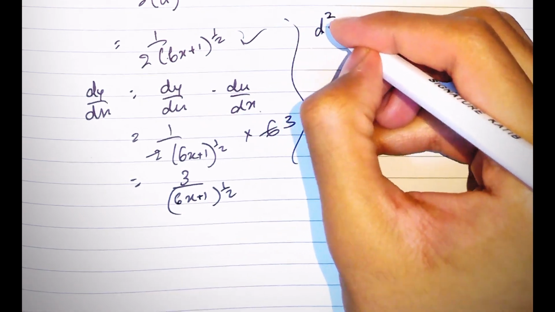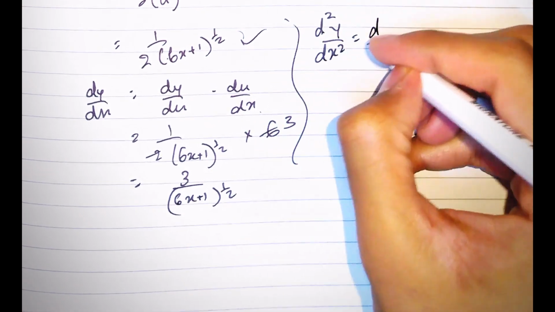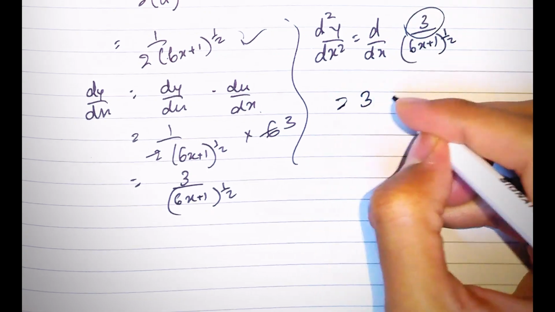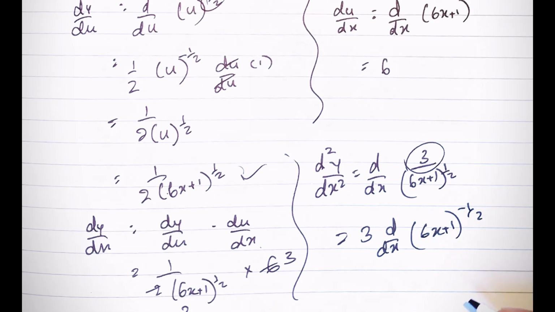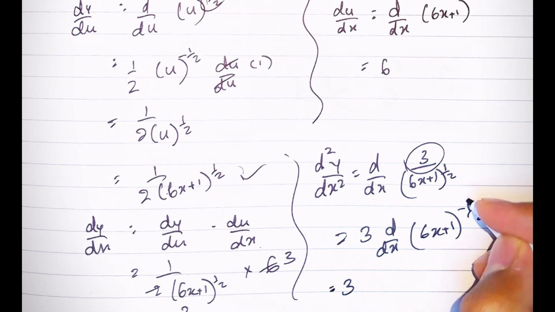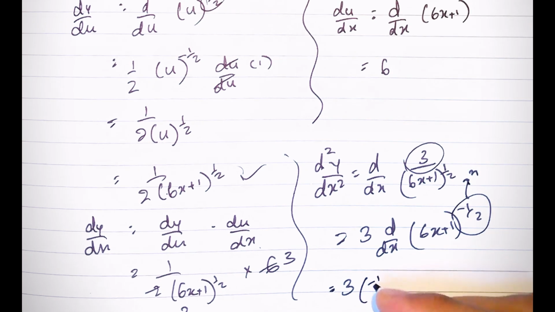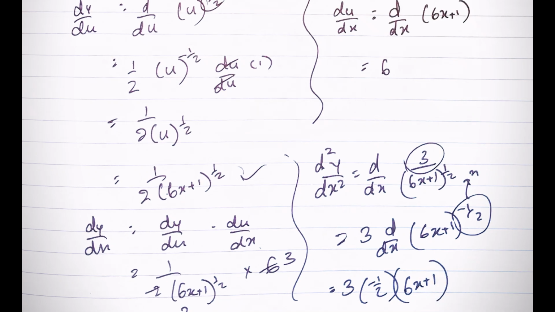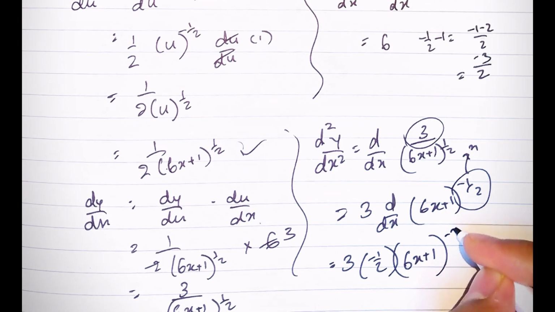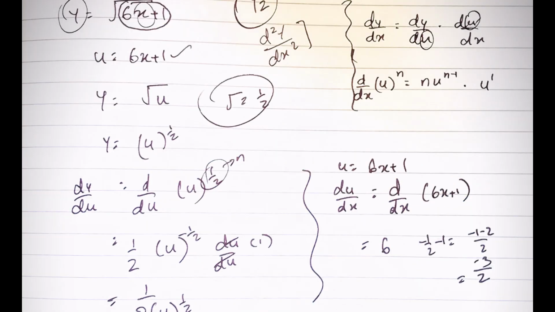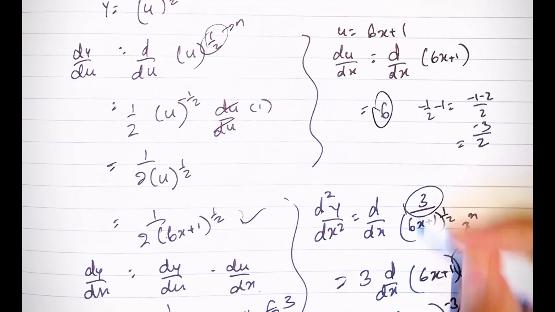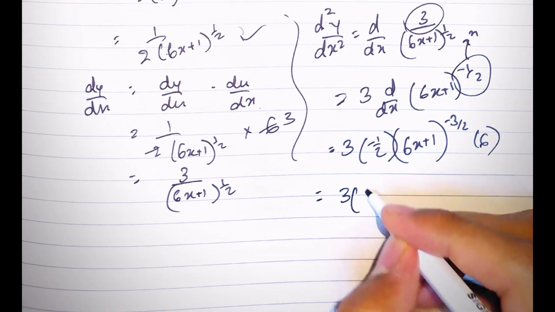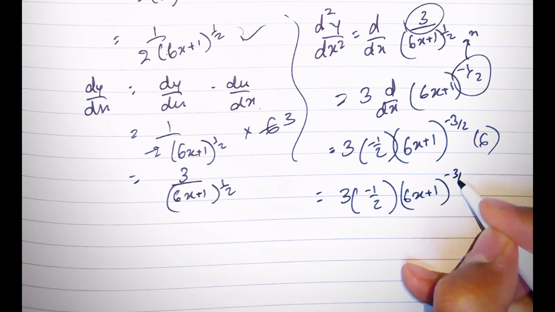Now let's find the second derivative, d²y by dx². So d by dx, 3 will be separated because it is a constant, and we are left with d by dx of (6x plus 1) to the power negative 1 by 2. So we can reciprocate it, so the power will become negative. So we have 3. Now we will again use the power rule. This would be my n, so negative 1 by 2, then the function (6x plus 1) power minus 1. Now minus 1 by 2 minus 1, so we have negative 3 by 2, okay, and then the derivative of the function. So we have 6x plus 1 and the derivative of 6x plus 1 is 6. So 3 times negative 1 by 2, (6x plus 1) to the power negative 3 by 2, and then 6.